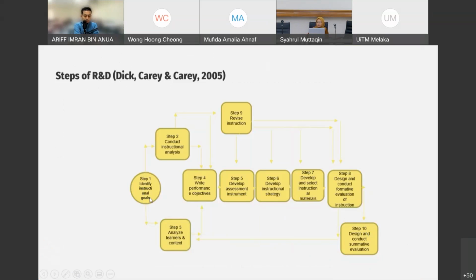Identify the instructional goals, and then conduct instructional analysis, and then analyze learners and context, and then write performance objectives, and then develop assessment instruments, followed by developing instructional strategy, and then developing and selecting instructional materials, and then design and conduct formative evaluation of instruction, and then revise the instruction, and the last is design and conduct the summative evaluation. These are the steps of research and development if you follow Dick and Carey.